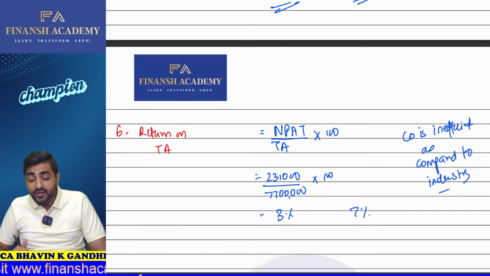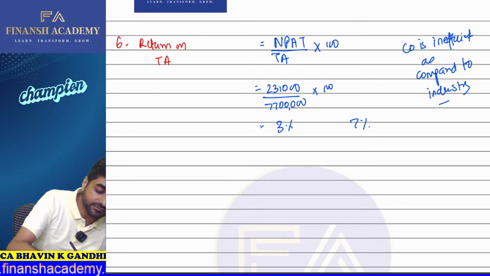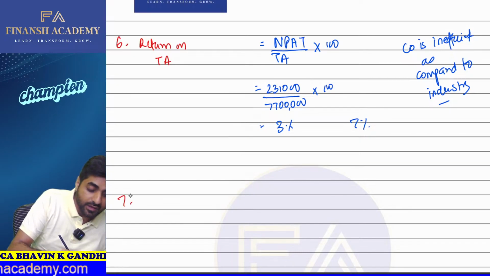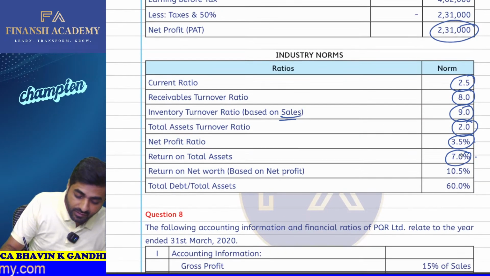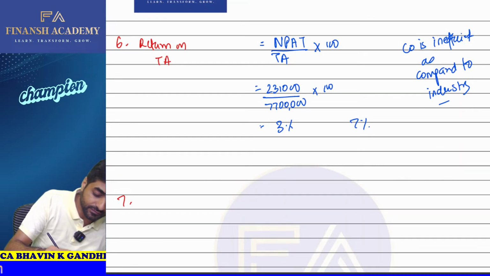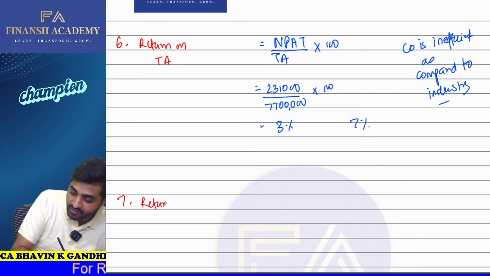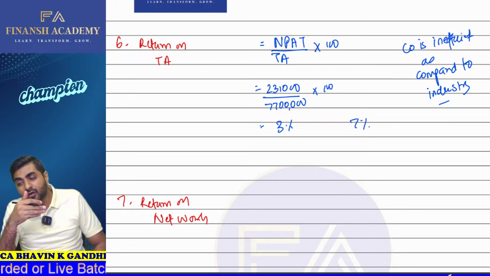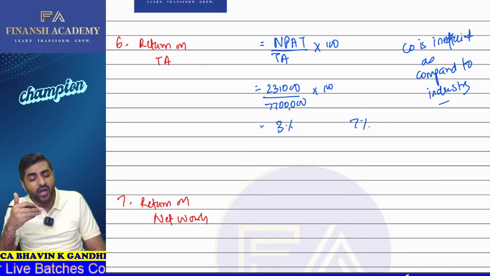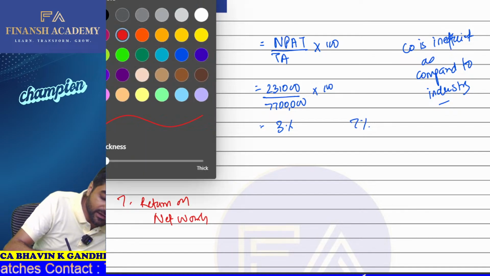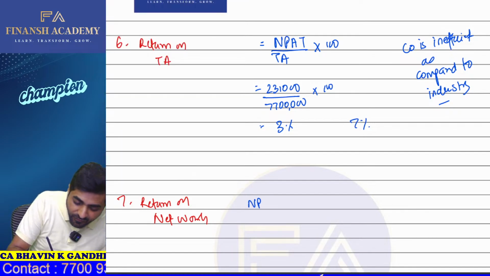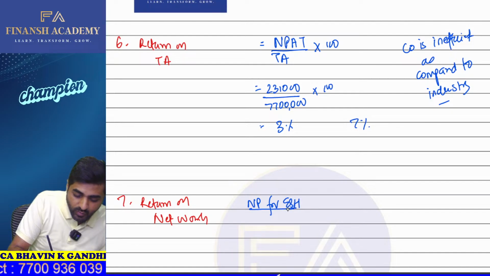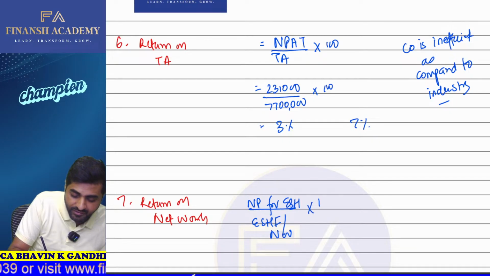Okay. Then, my dear students, we have the next point, and that will be nothing but return on net worth. So how do you calculate your return on net worth? As we have discussed, net worth is nothing but equity shareholders' funds. So if you want to calculate your return on net worth, you will simply take your net profits for equity shareholders and divide that by equity shareholders' funds, which is also the net worth, into 100.